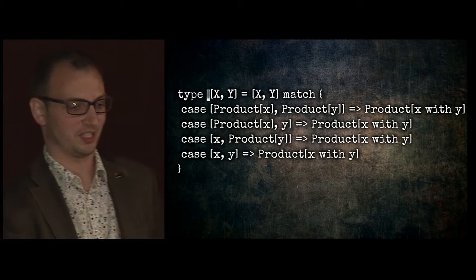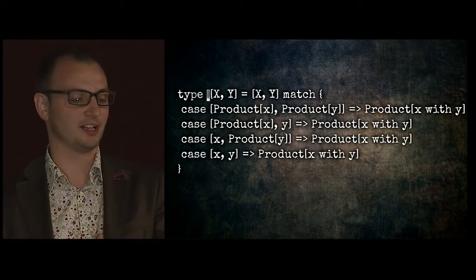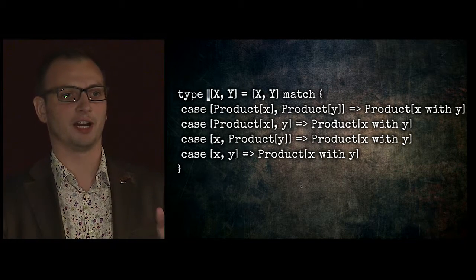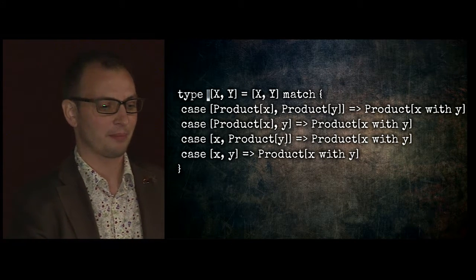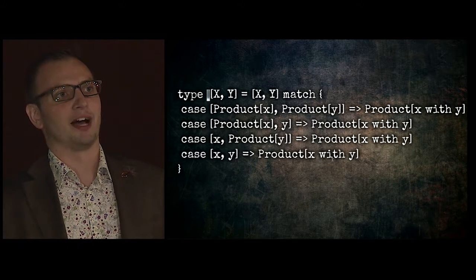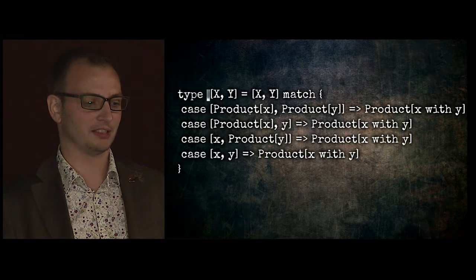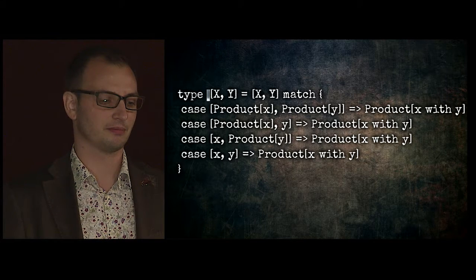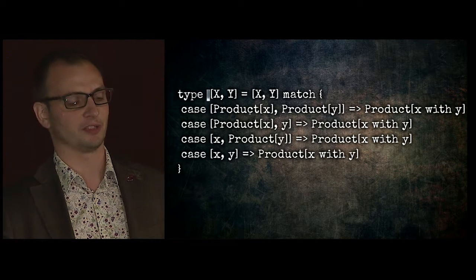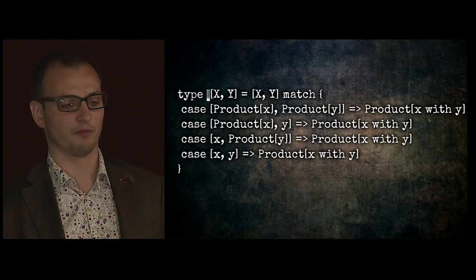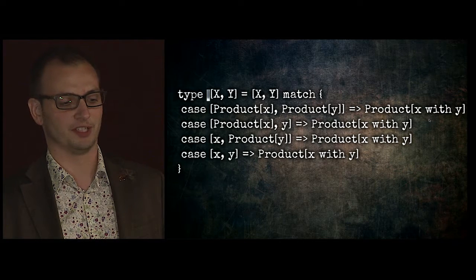So in order to work out the return type of something, given a left-hand side and a right-hand side of that combinator, we want to pattern match on what those types are. If the left-hand side is product of something and the right-hand side is product of something, then the return type will be the product of the first something with the second something.